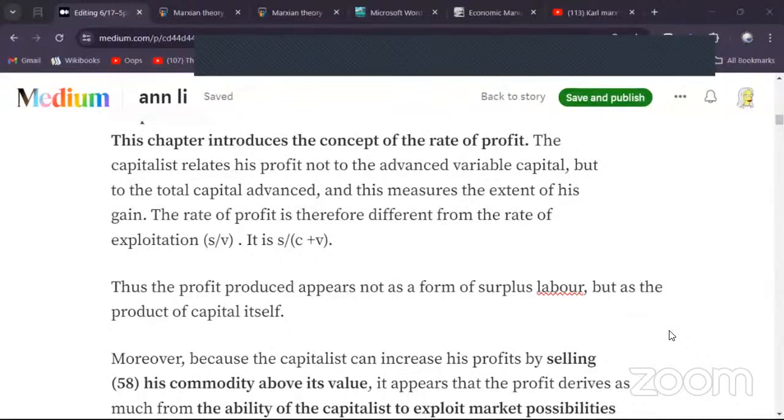So the capitalist relates his profit not to the advanced variable capital, but to the total capital advanced, the whole thing, the whole enchilada. And this measures the extent of his gain. The rate of profit is therefore different from the rate of exploitation, S over V. It is S over C plus V. Thus, the profit produced appears not as a form of surplus labor, but as the product of capital itself. So it's just already in there.